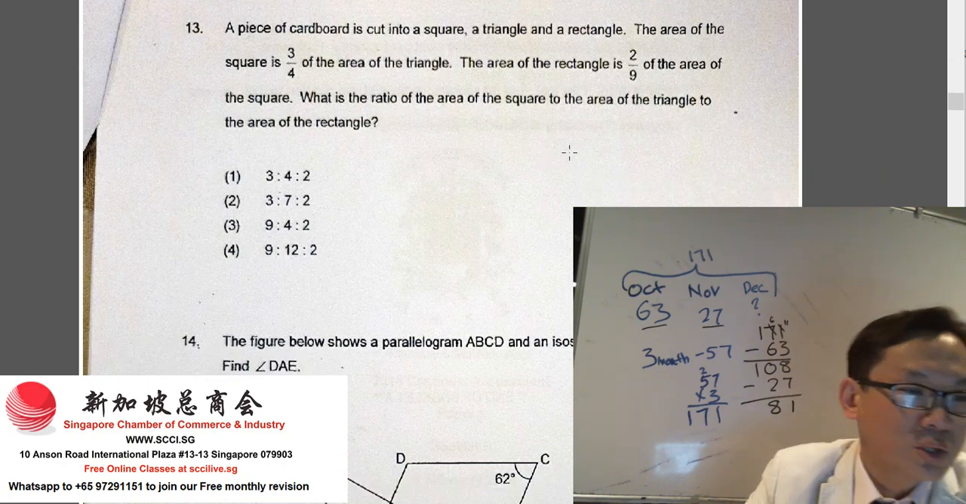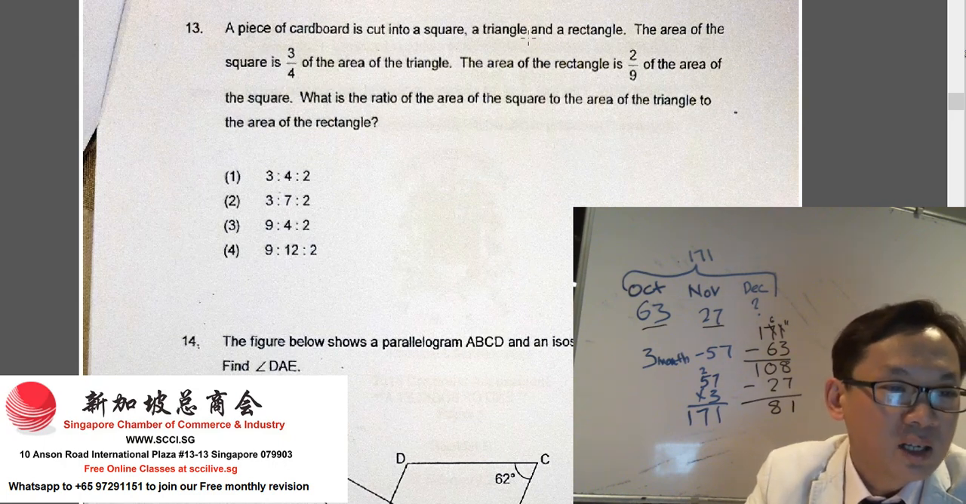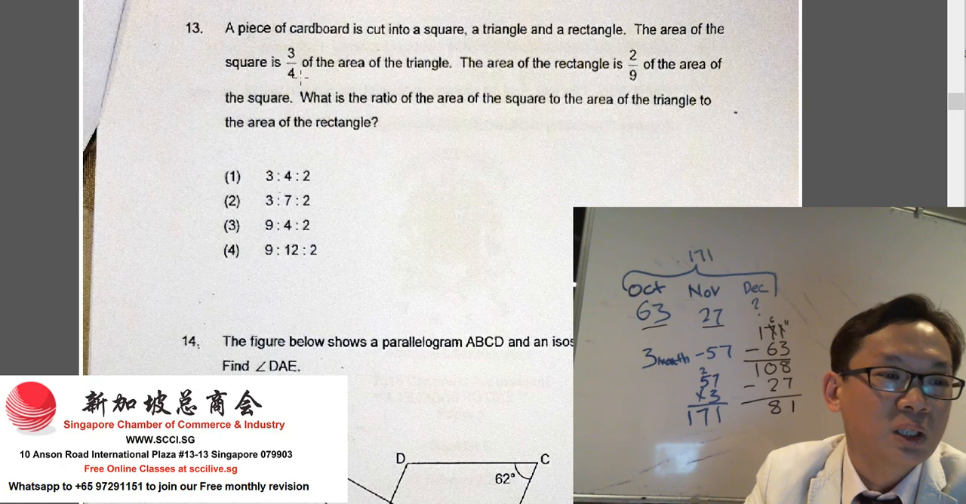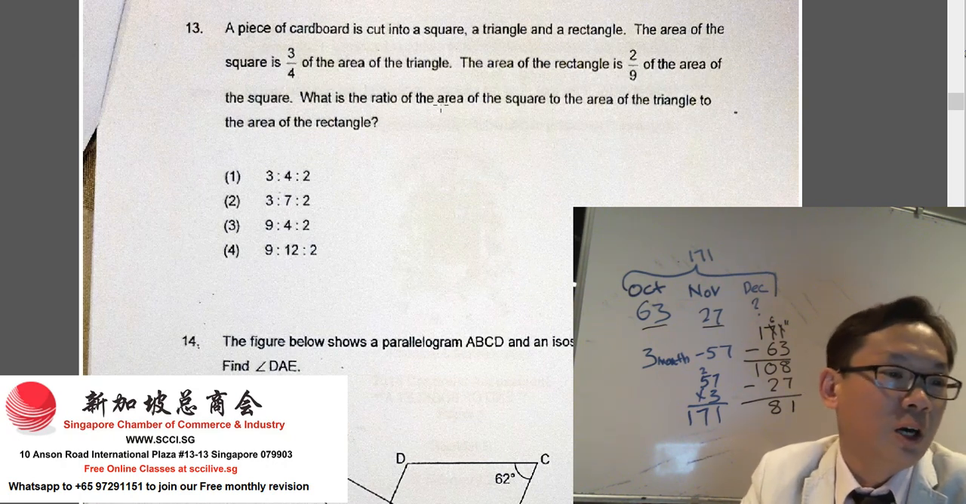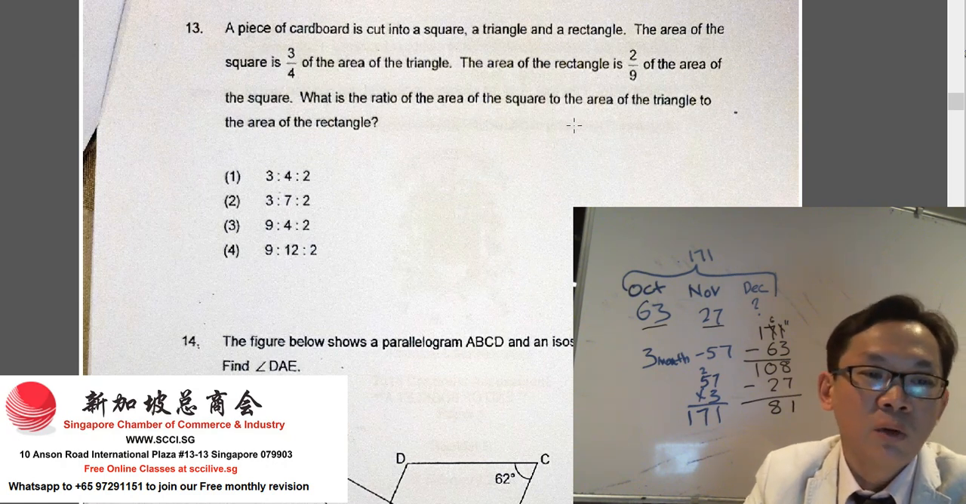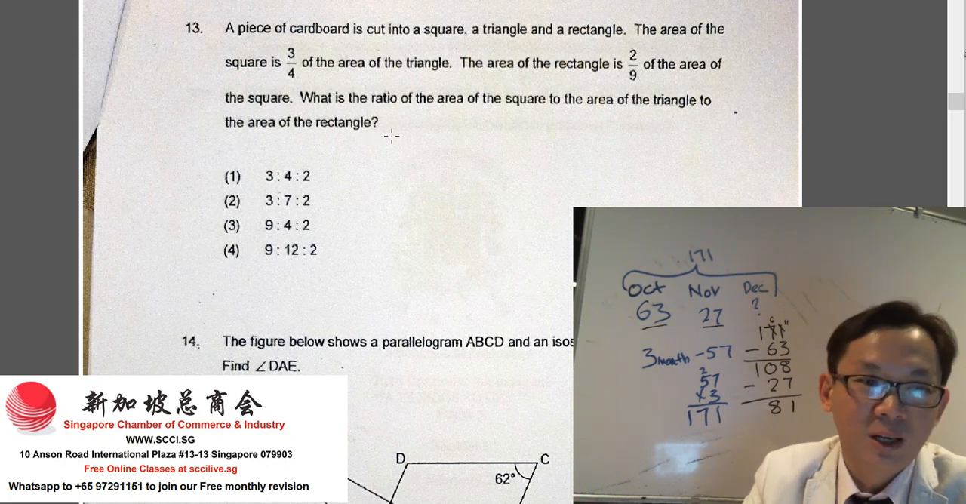Okay, now the next question is, a cardboard is cut into a square, a triangle, and a rectangle. Okay, the area of the square is 3/4 of the area of the triangle. The area of the rectangle is 2/9 of the area of the square. What's the ratio of the area of square to the area of the triangle to the area of the rectangle? Okay, take a moment, think about it. I'll get back to our answer shortly.